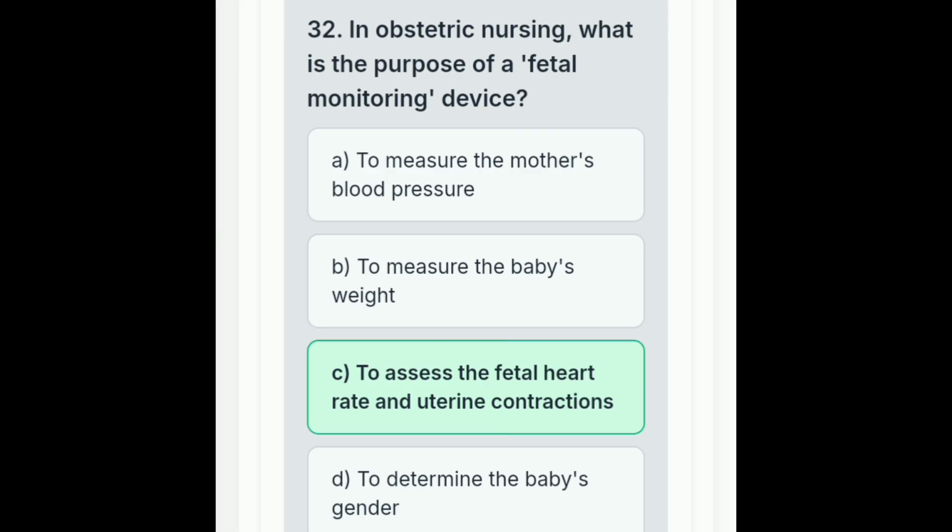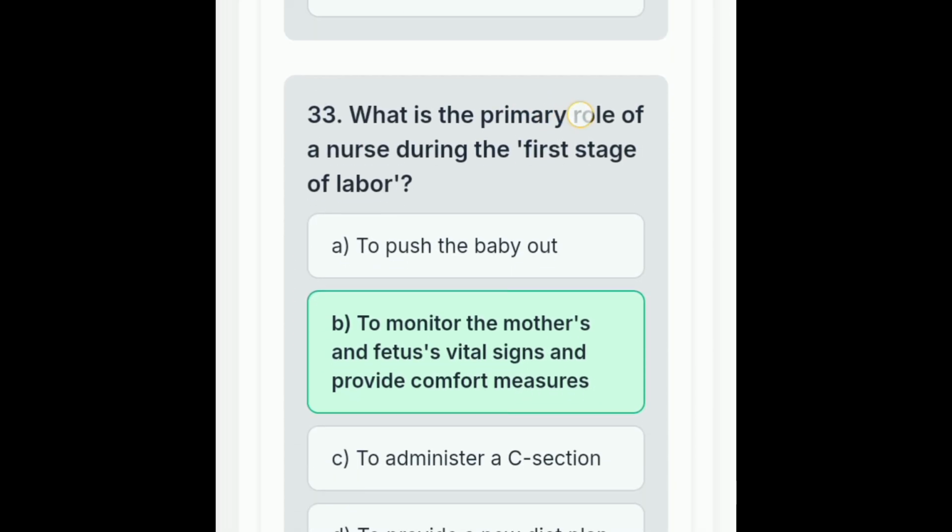In obstetric nursing, what is the purpose of a fetal monitoring device? Option A, to measure the mother's blood pressure. Option B, to measure the baby's weight. Option C, to assess the fetal heart rate and uterine contraction. Option D, to determine the baby's gender. So the C is the correct.